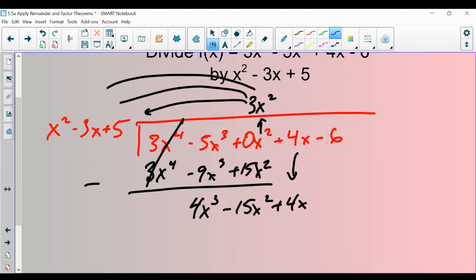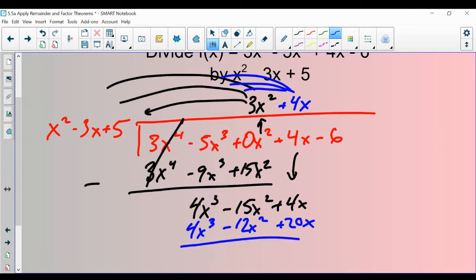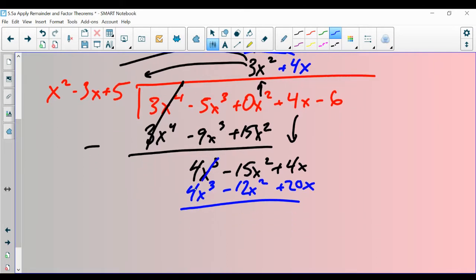What times x squared is 4x to the third? That would be positive 4x, and you're going to multiply 4x by all three of those. 4x to the third minus 12x squared plus 20x. Subtract them. Cancels. Negative 15x squared minus a negative 12x squared would be negative 3x squared, minus 16x. Drop the next one down, minus 6. That was another revolution. Let's do it one more time, and I think we'll be done.